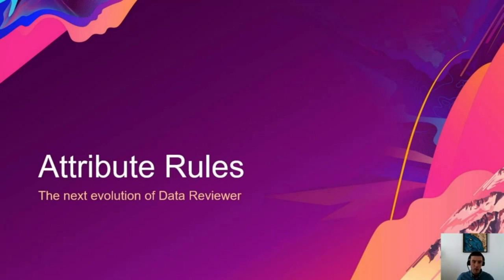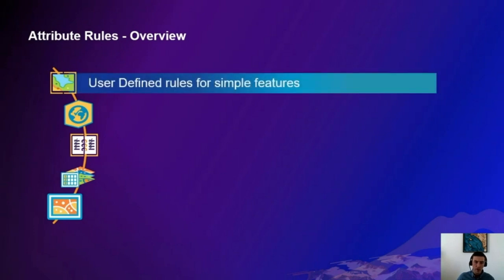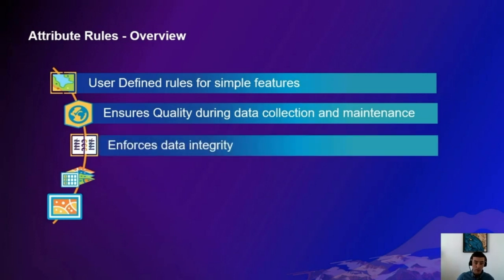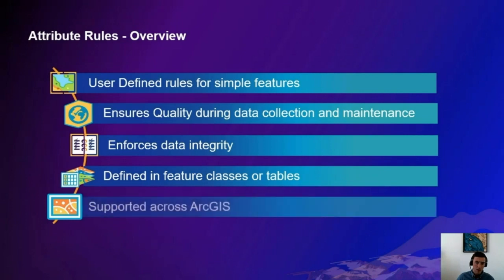Now, I want to give you an overview of attribute rules and how Data Reviewer extends this technology to simplify data quality management. So attribute rules are user-defined rules that are configured for simple features using Esri's Arcade scripting language. They ensure quality assurance as well as quality control of GIS data. So in other words, they implement data quality standards during data creation and maintenance. They help in enforcing GIS data integrity, and they are defined in feature classes or tables and are persisted as part of the geodatabase. And as such, they are envisioned to be supported across ArcGIS.